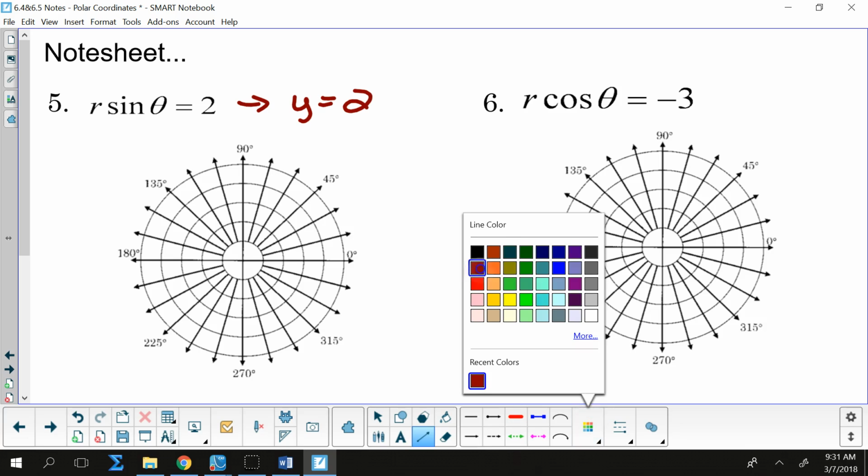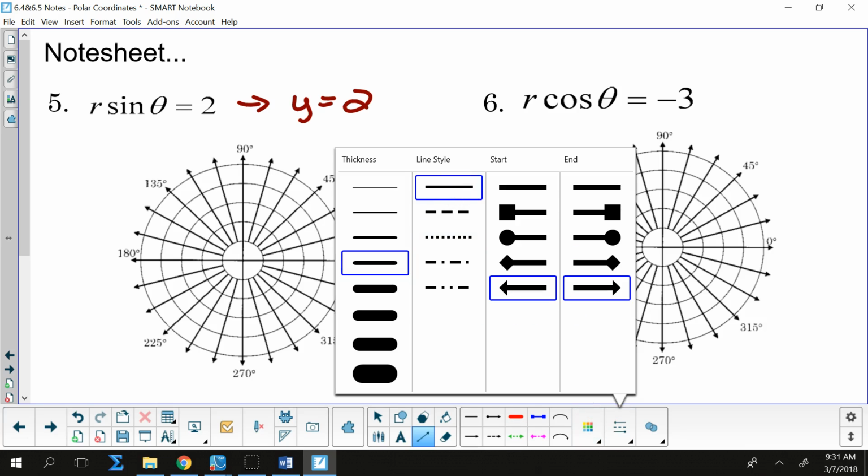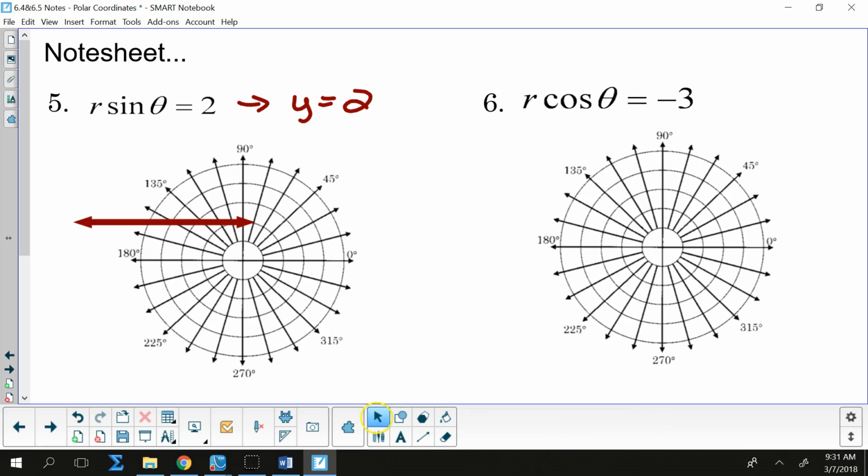Polarity-wise, it would look like that. It's a line that has to go through the point y equals 2. Well, the point y equals 2 is right here. So a horizontal line that goes through that point is that line.